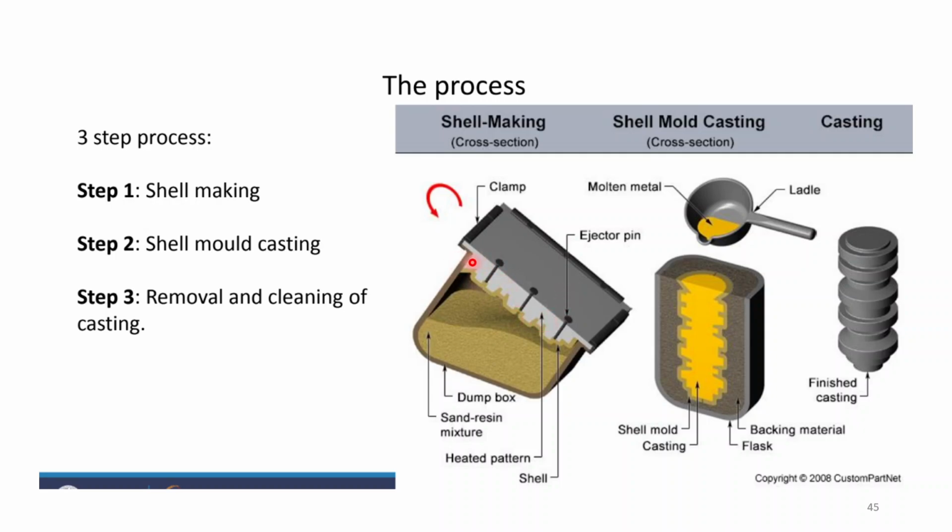These all are required. The pattern is heated, and because of that the binder sand gets deposited on this part, so a layer is created. After that two halves are connected, molten metal is poured inside it, and it is left for solidification. After solidification there is ejection of this part, and there is the finished casting. This is the backing material, inside is the casting, and this is the shell mold.